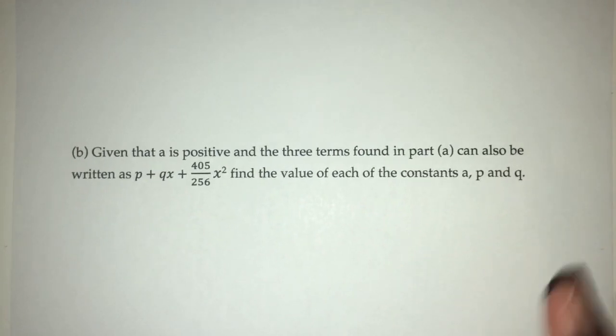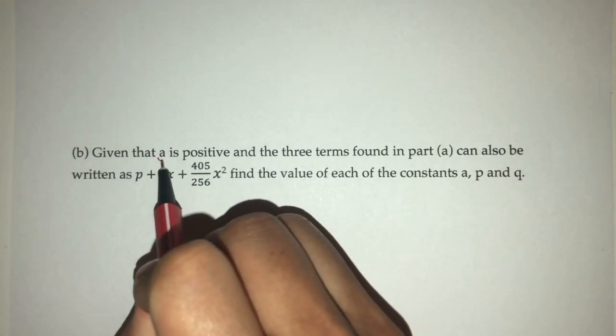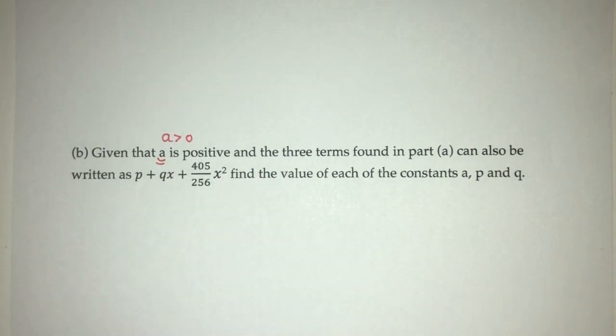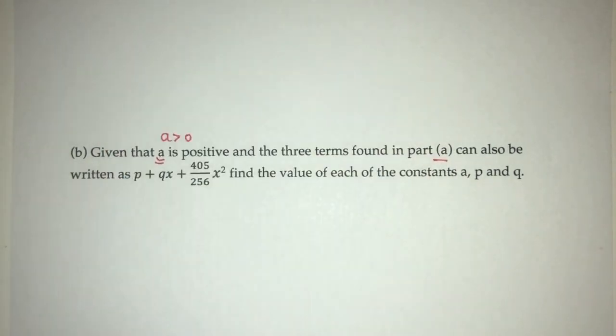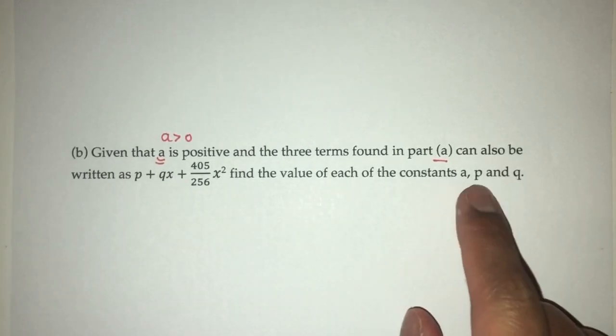Now let's move on to part B. Given that a is a positive value, we have to take this into account. It is a positive value, and the first three terms found in part A are connected with each other, as you can see, and can also be expressed in this form. So find the value of each of A, P, and Q.